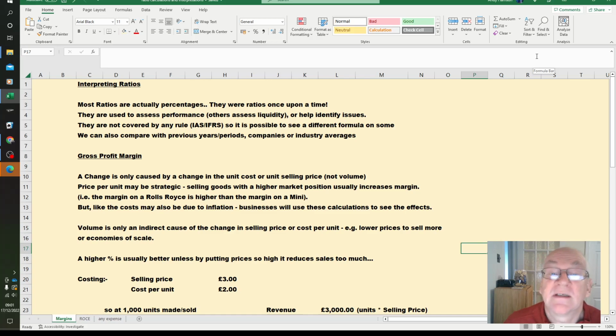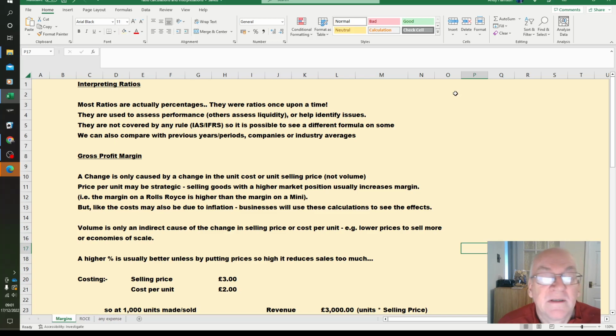There are others to assess liquidity, including the ones that are usually ratios, or help identify issues within a business structure. They're not covered by any rule, IAS or IFRS, so you may see a slightly different formula on some, particularly the ROCE. There are others that have quite a few different formulas different people use.